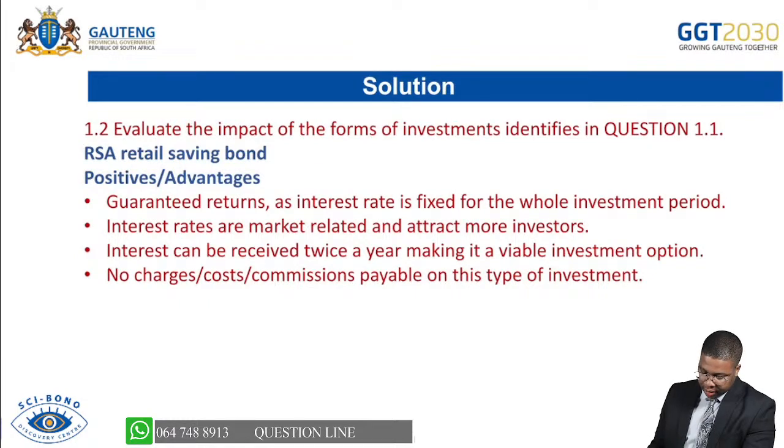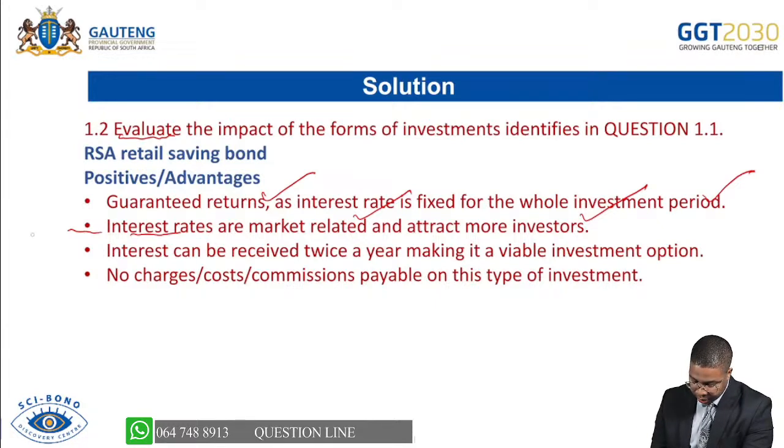What are the positives for RSA Retail Savings Bond? The advantage of investing in this form of investment is that you have guaranteed returns, as interest is fixed for the whole investment period. That's 1 mark for that and 1 mark for that. We split ticks. Why? Because the verb says evaluate. And then interest rates are market related and will attract more investors. Why? Because the interest rate will be linked to the current market related rates that are there. So that becomes attractive. And then interest can be received twice a year, making it a viable investment option.